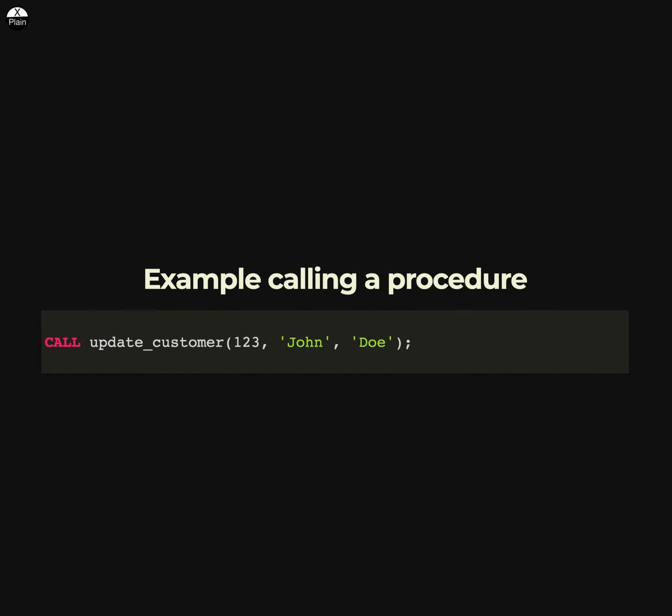To call a procedure in SQL, you can use the call statement. This statement calls the updateCustomer procedure and passes it the values 123, John, and Doe. It updates the first and last name for the customer with a customer ID of 123 to John and Doe respectively.